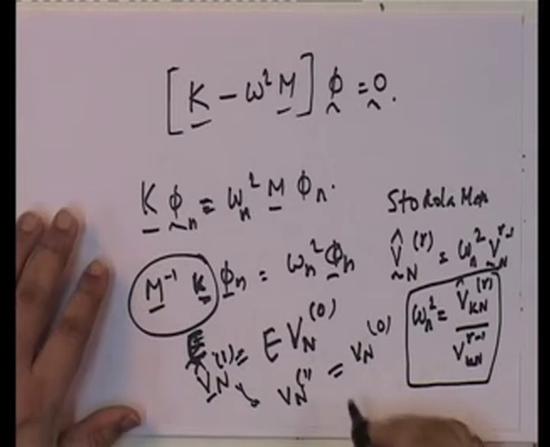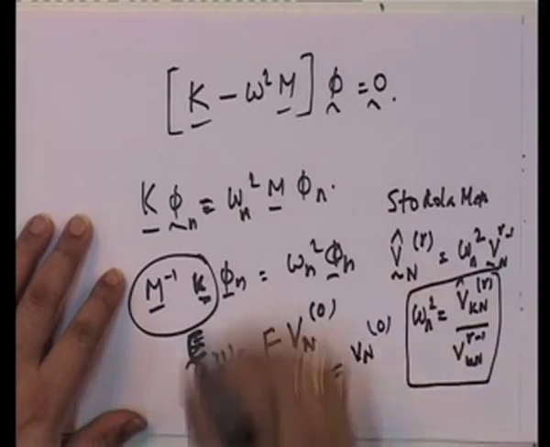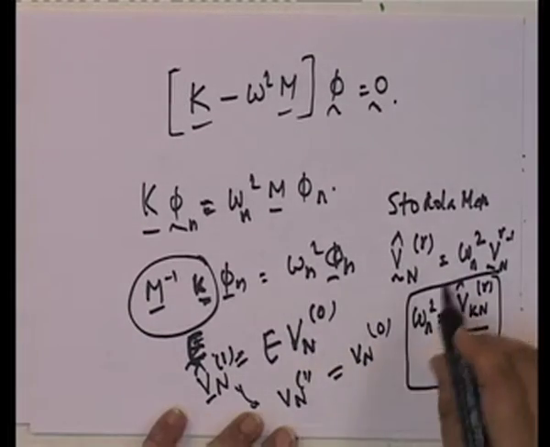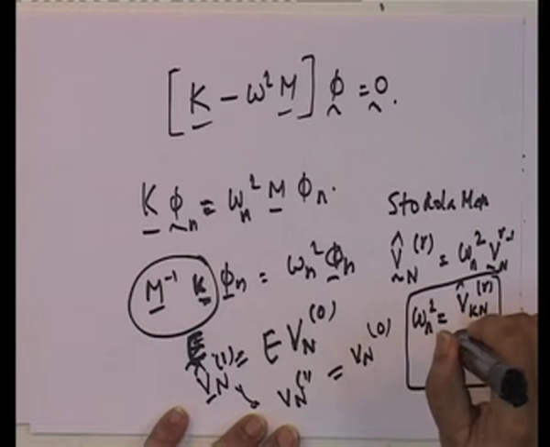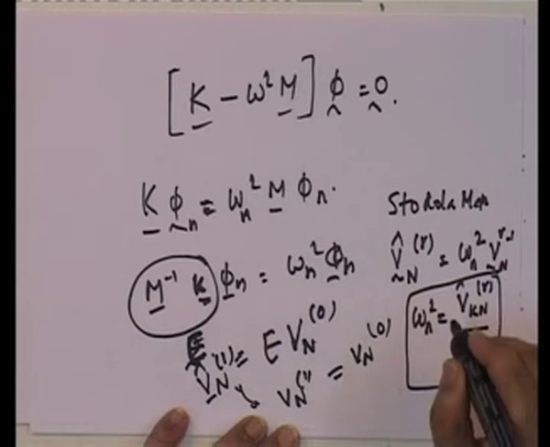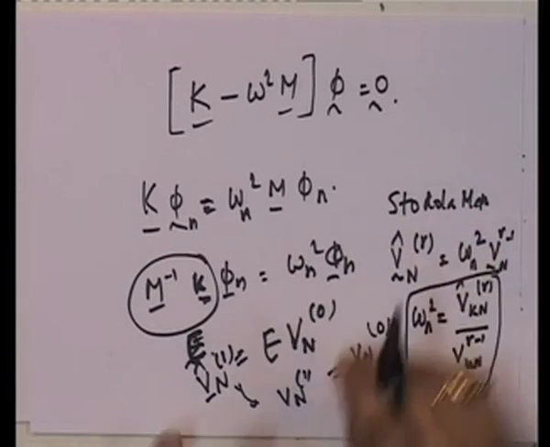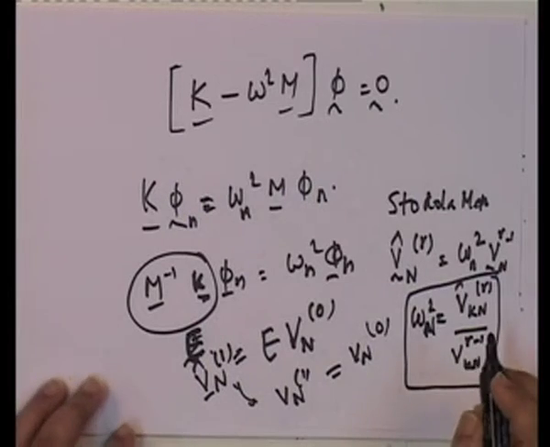It can actually be shown that if you use this direct iteration, this is not the inverse iteration, this is the direct iteration, you actually converge to the Stodola method. I mean you converge to the highest frequency. So, this one turns out to be the highest.